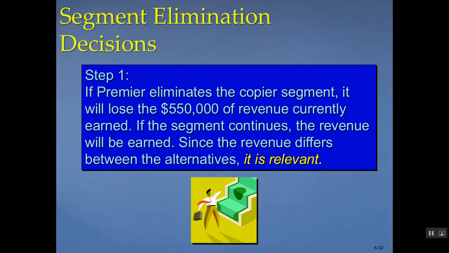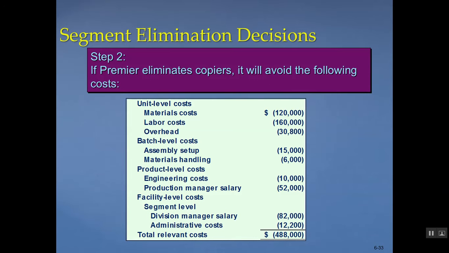In the first step, we consider that the copier segment is eliminated. If the copier segment is eliminated, the company will lose $550,000 in revenue. Since the revenues differ between the alternatives, it is relevant. In the second step, we determine the cost that will be eliminated if the copier segment is discontinued.